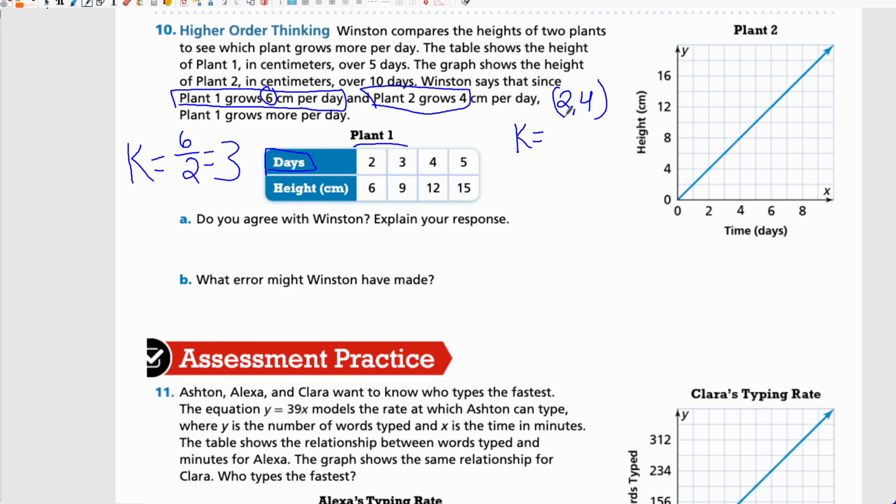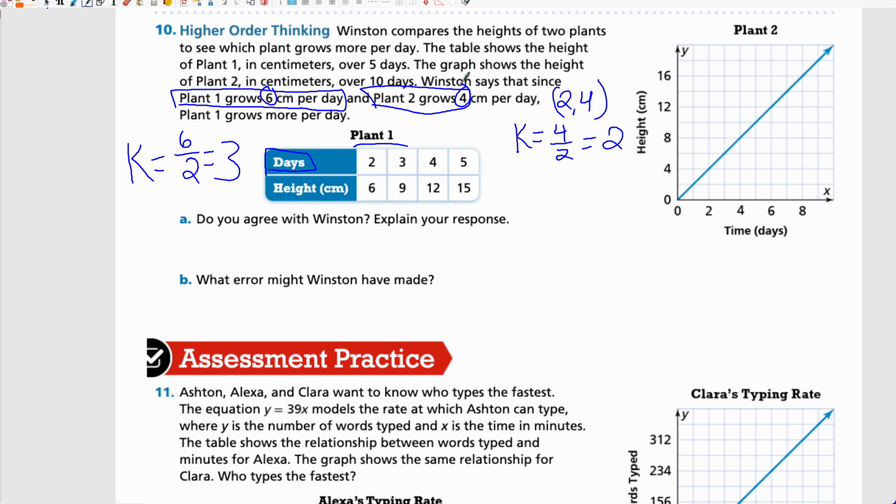Okay, and what do I do with those numbers? Divide. Put them over each other. Y over X, 4 over 2. All right, and that is 2. So we say that the K value is 2. He said it's 4. We know he botched that one too. So he got them both wrong.